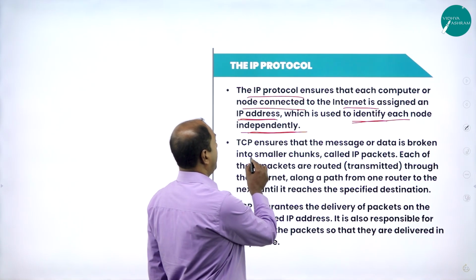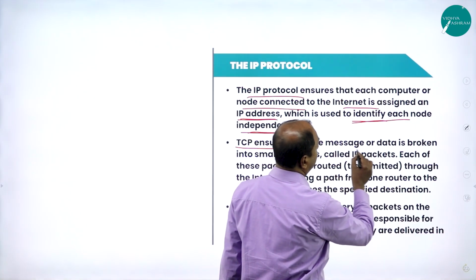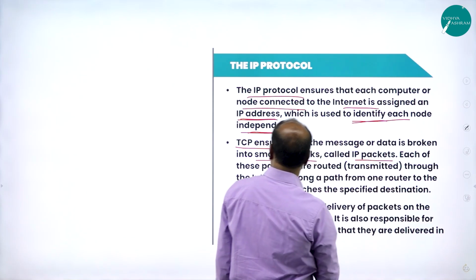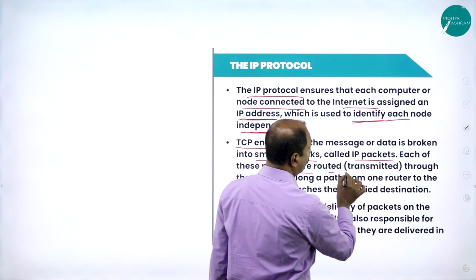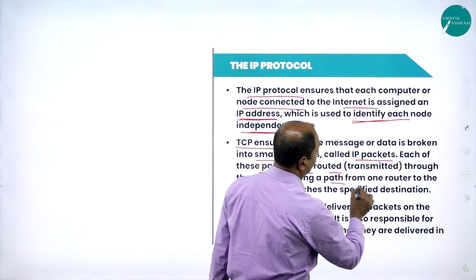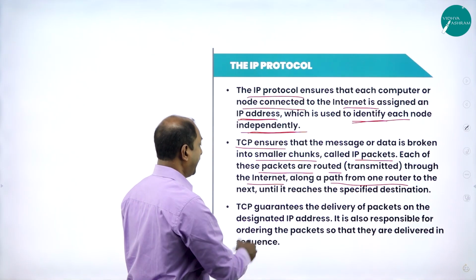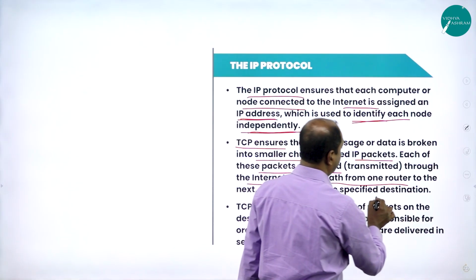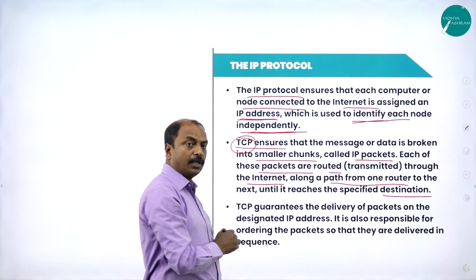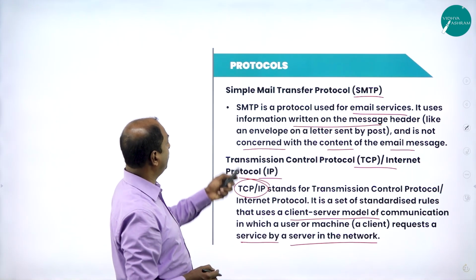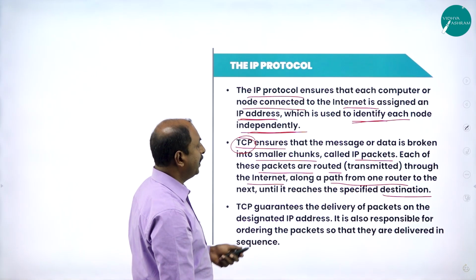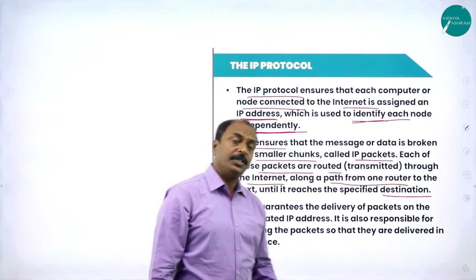And this TCP ensures that the message or data is broken down into smaller chunks called packets. Each of these packets is routed through the internet along the path from one router to the next router until it reaches the specified destination. Here, TCP is the Transmission Control Protocol, what you have seen in the previous slide. This is the protocol responsible for data delivery at the destination.